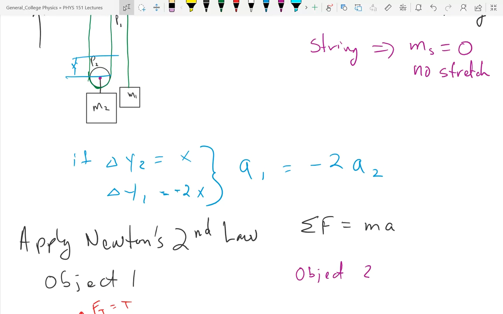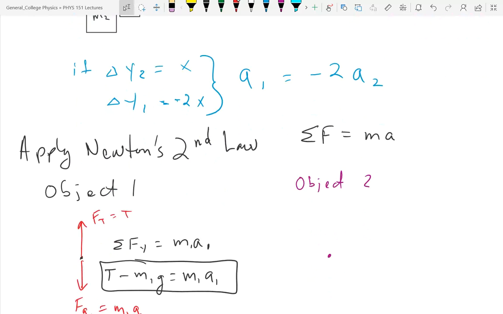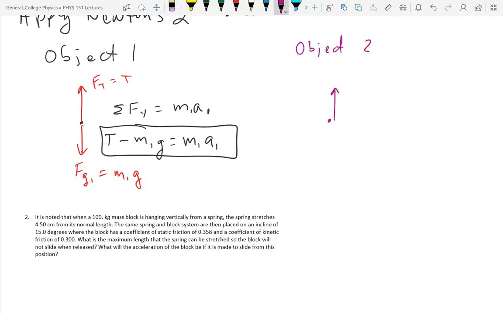Note that I have 2 strings going vertically. So that means I'm going to have two tensions pulling up. And then, of course, I still have gravity, m2g going down. Why did I make a free body diagram? I'm asking the questions over and over to make sure it's very clear, so when you do homework or a test problem, there's no question. I did it so I can apply Newton's second law.